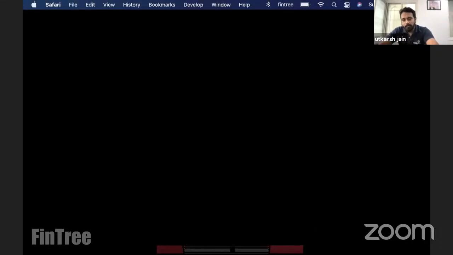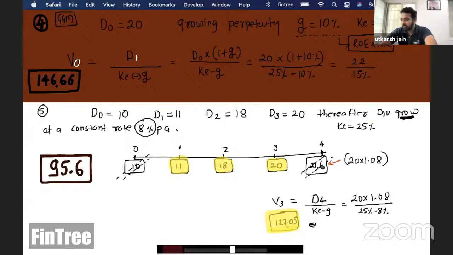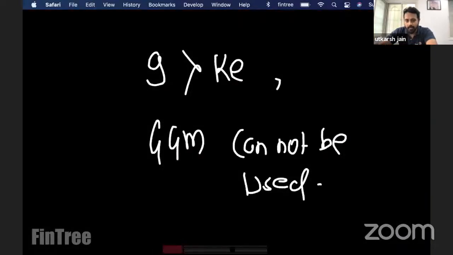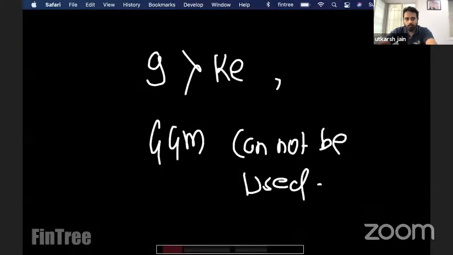Okay, should we do some more practice? Are you guys absorbing? Are you enjoying it? Is it going well, or is it becoming too much in one day? Should we do some more? Let's at least finish the Gordon growth model. I know this is tiring and we've learned a lot today, but let's finish the Gordon growth model first. That'll be fun.